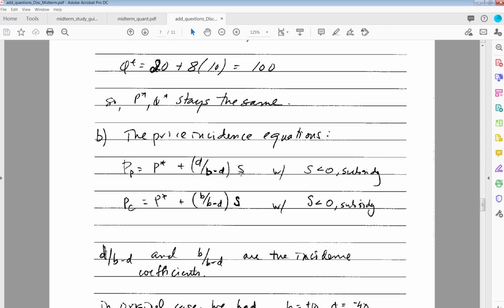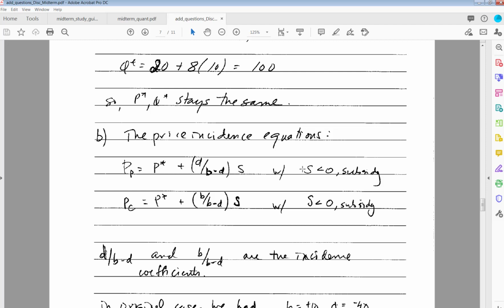So this question says, what if there's a subsidy in this market? If I make this P star plus D over B minus D, then D is negative and will tend to push the producer price below the free market price. Well, that's not what happens with a subsidy. So this variable S must be less than 0 when it's a subsidy. If you're subsidizing in this market, S is something that's less than 0 the way this is written.